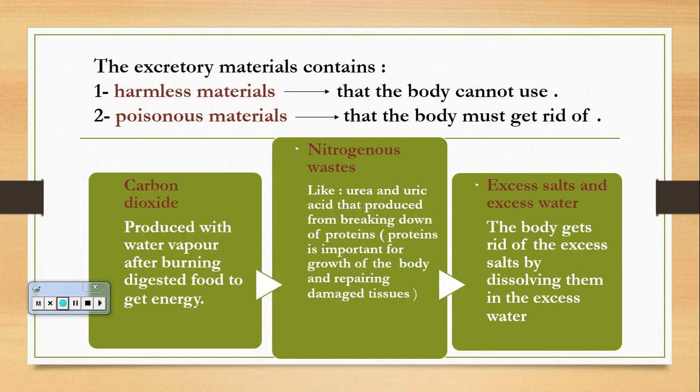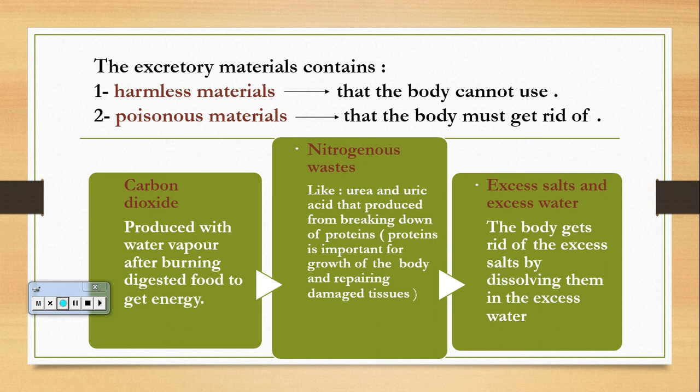Okay. What about focusing on excretory materials? Excretory materials contain two types: harmless materials and poisonous materials. What is the meaning of harmless materials? They are the materials that your body can't use or can't get a benefit from. But poisonous materials are what the body must get rid of. Why must it get rid of them? Because if you left them in your body, they would harm you. They would poison you. So you must get rid of them.